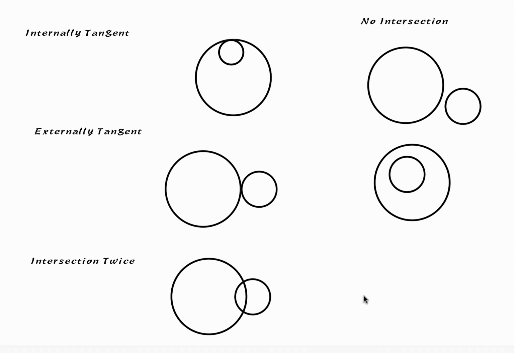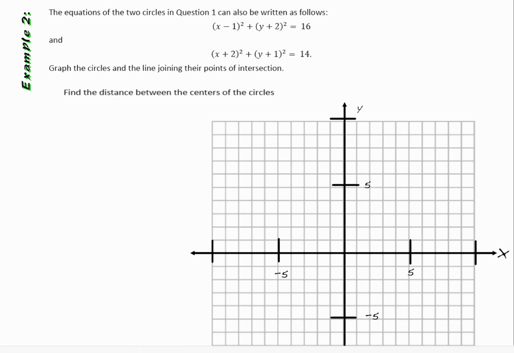So since today's lesson we're just looking at two circles, we just want to know all the possibilities of what two circles can do to each other. So what are they going to have us do? Well, one thing they can have us do is find the distance between the centers of the circles.